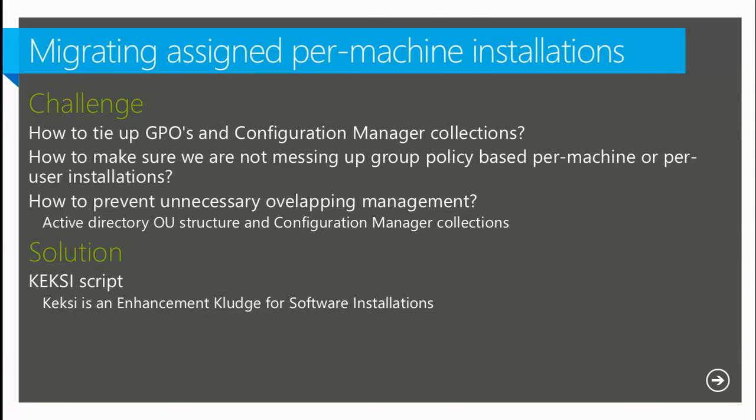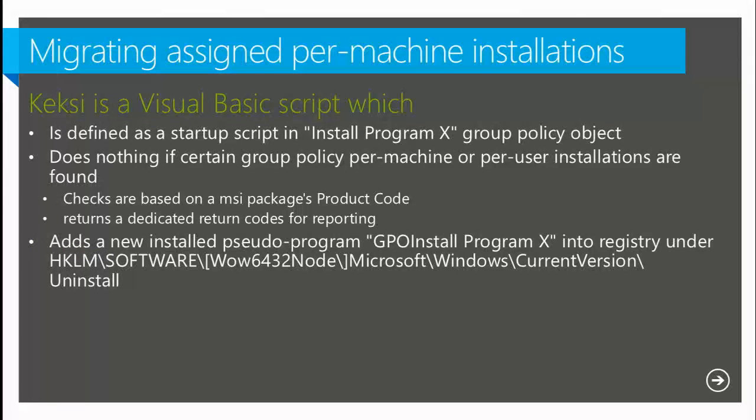And the solution is another script. This script is kind of useless after the 2012 Configuration Manager was published, because I think you can do things much more cleverly with the config manager 2012. But this script is quite the same. This keksimi, which is a cookie in Finnish, is a startup script. We'll define it in a group policy, and it will check for the blocking installations. If there are none of them, it will tag the computer with the imaginary software installation GPO install program X.